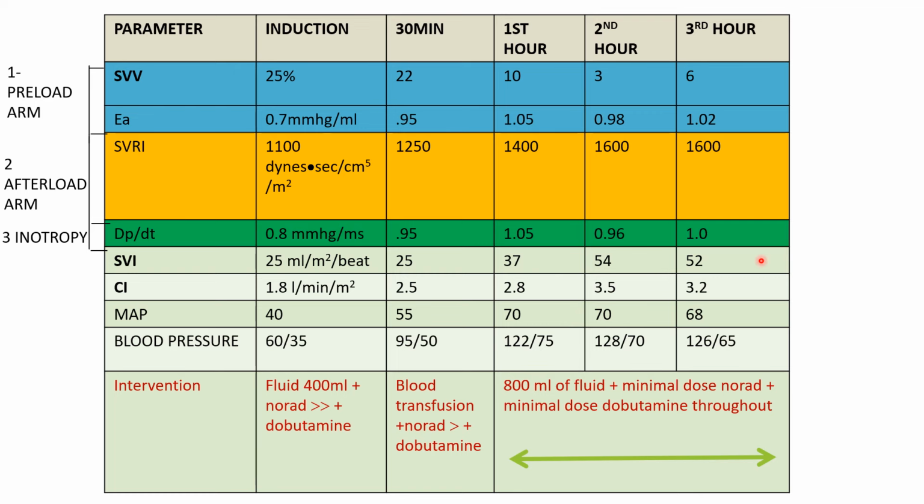I request each and every one to pause the video to understand this point, and go step by step and see what we did and what you would have done, and see how the parameters change going from this point to this point accordingly, depending on the time. For the first, second, and third hour, overall we gave him 800 ml of fluid in these 3 hours. We used a very minimal dose of NORAD and a very minimal dose of dobutamine throughout.